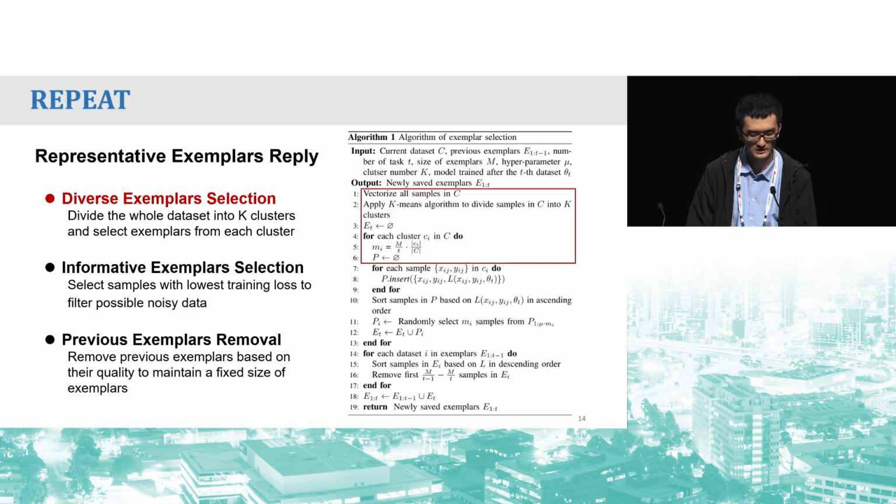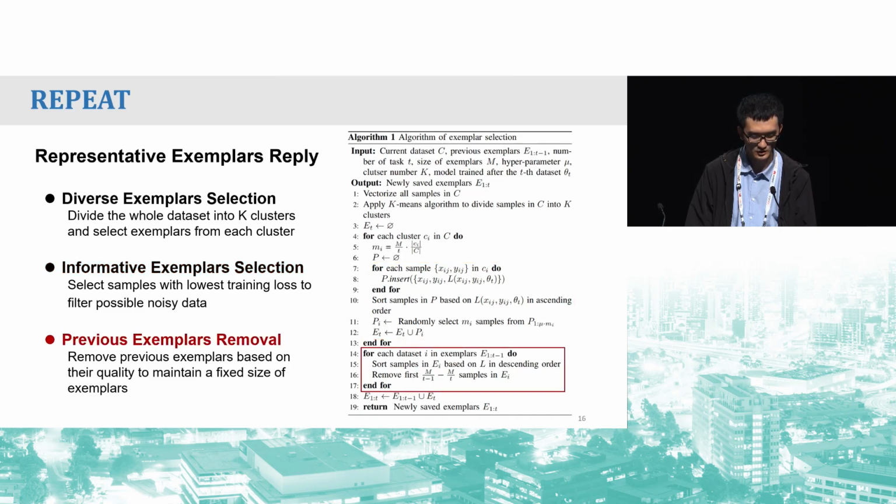After the training stage, we select the examples as follows. First, to reduce the redundancy of code patterns and functionalities in the selected examples, we propose to improve diversity by first dividing the whole dataset into key clusters, and then selecting examples from each cluster. And then, considering the existence of noisy samples, we propose to select samples with the lowest training loss in each cluster to filter those possible noisy data.